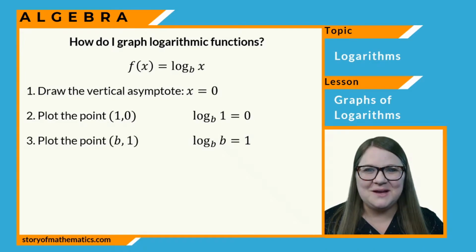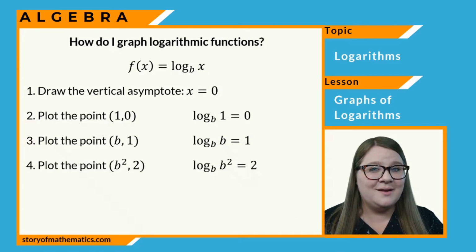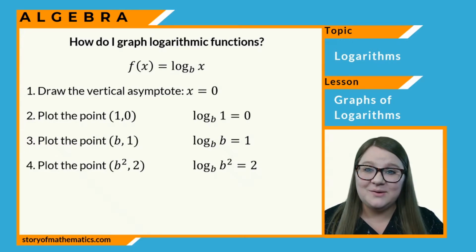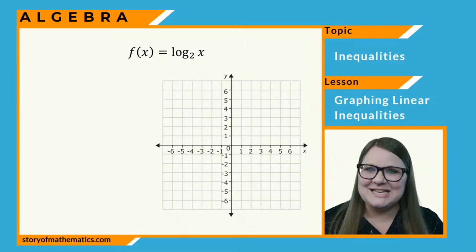The next thing you'll do is plot the point (b, 1), where b is the base of the logarithm. That's because log base b of b equals 1. Then you're going to plot (b squared, 2), because log base b of b squared is 2. And that's using the fact that when you have an exponent and the base and the inside match, you get to keep just the exponent. Once you have a few points and that asymptote, you're going to be able to connect the dots. Just don't forget to put arrows on the ends of your curve to show that it will continue in both directions.